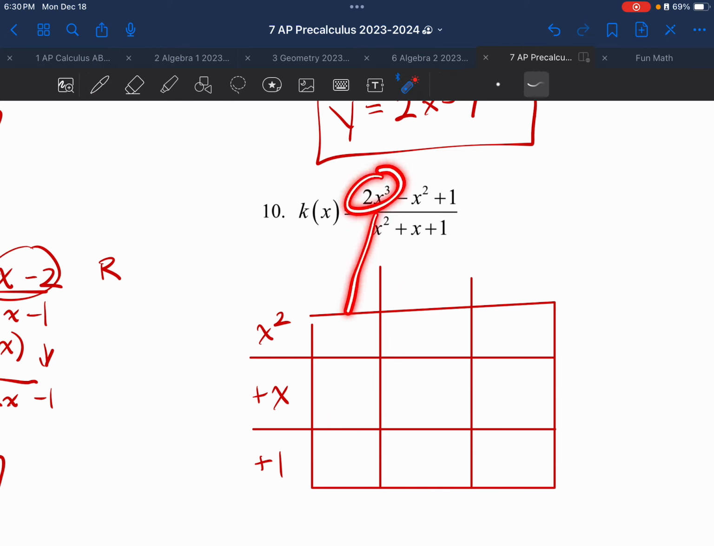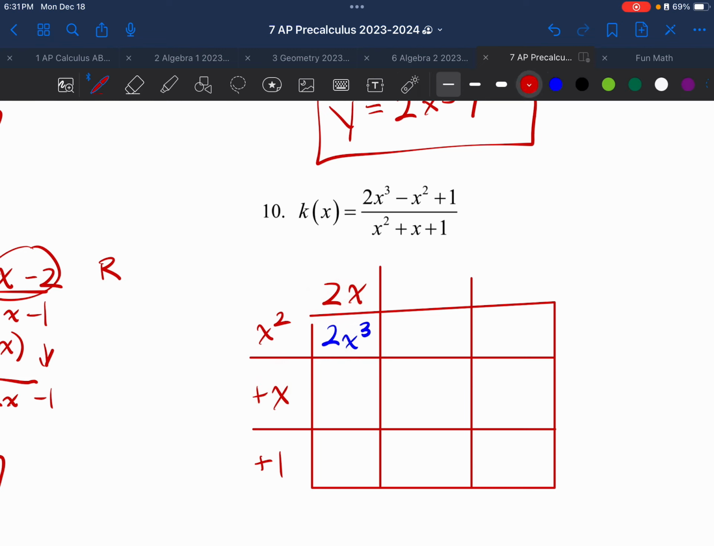So 2x cubed, the largest term, always goes in the top left. And I say, okay, this term is 2x cubed. And I ask myself, what number times x squared is 2x cubed? Well, I need another x to get up a power, so this number up here has to be an x, and the coefficient has to be a 2. And then I multiply all the way down.